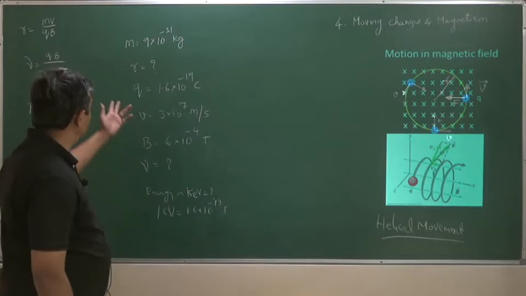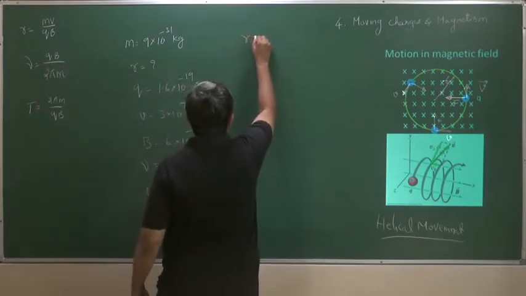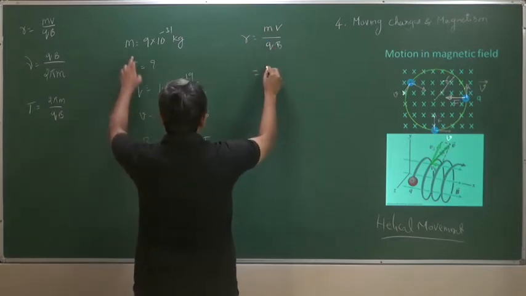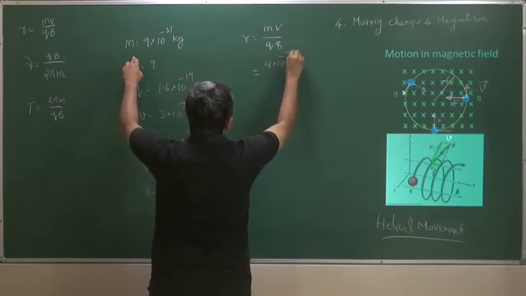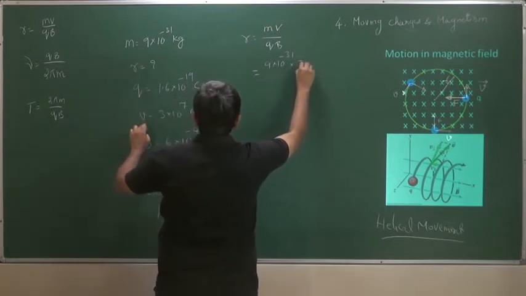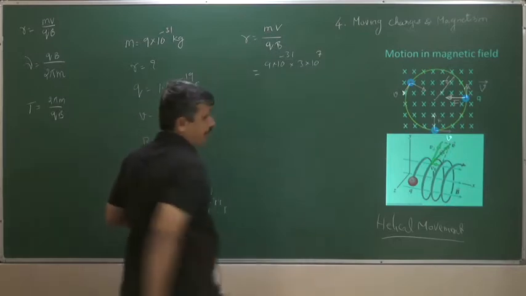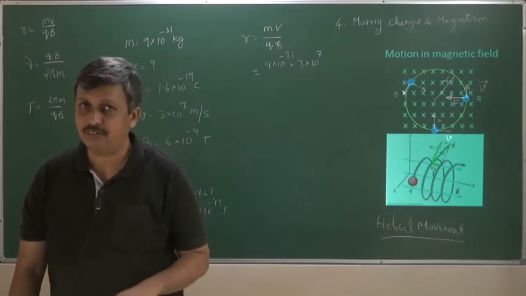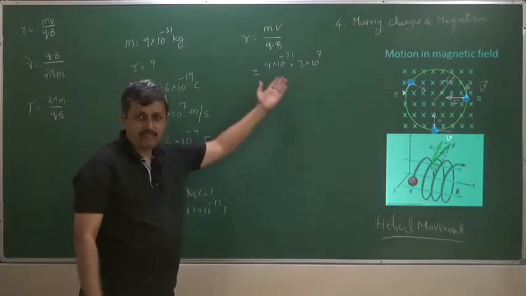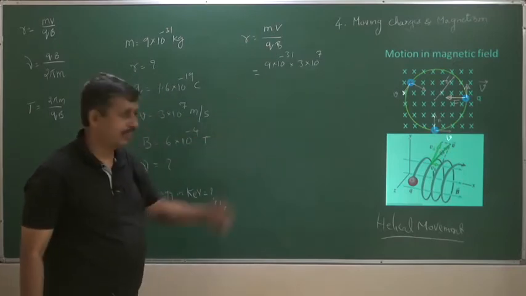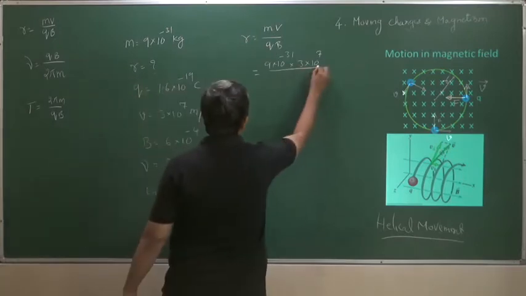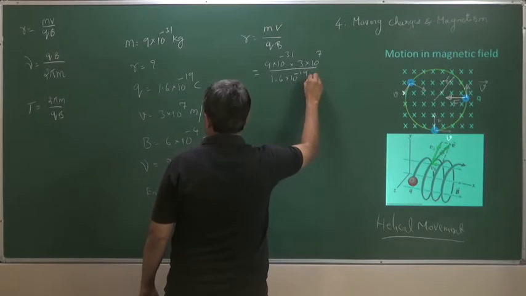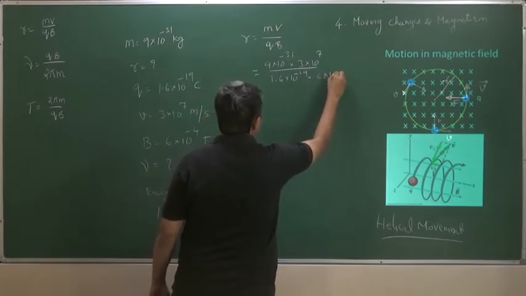So you can say R is equal to mv by qB. You can substitute: m is 9 into 10 power minus 31, v is 3 into 10 power 7. You can see here 10 power 7; 3 into 10 power 8 would have been the velocity of light, so nothing can go faster than that. This is 1/10 of that. Divided by q, which is 1.6 into 10 power minus 19, and B is 6 into 10 power minus 4.